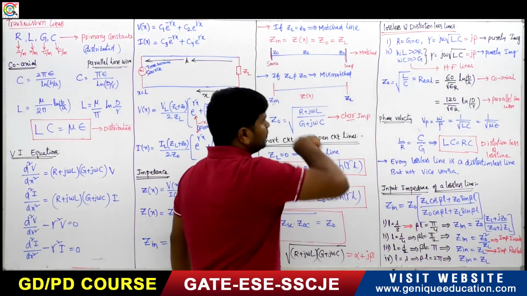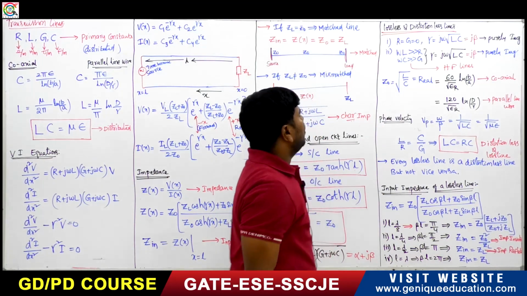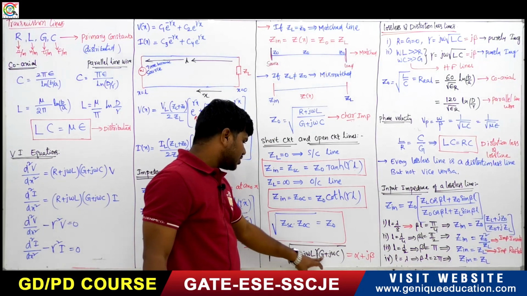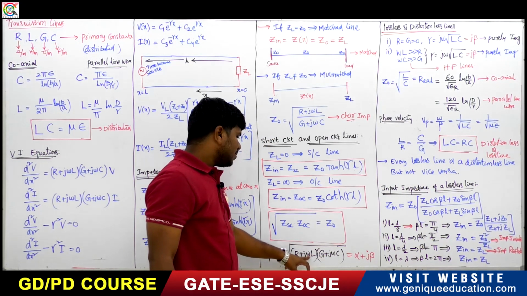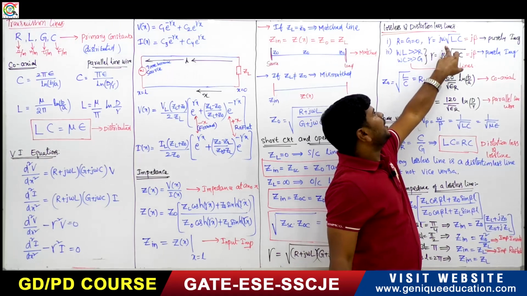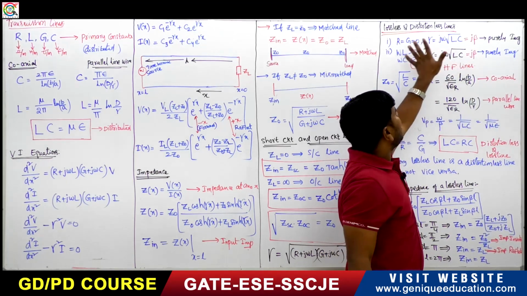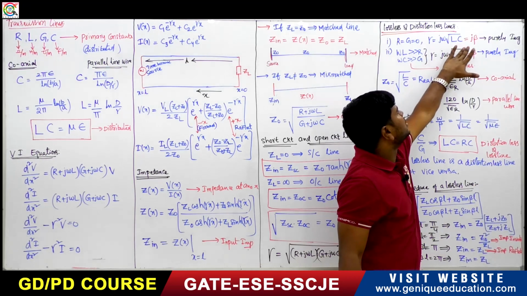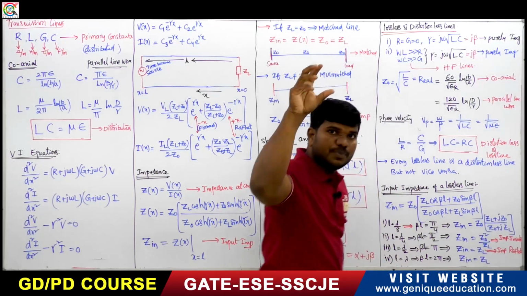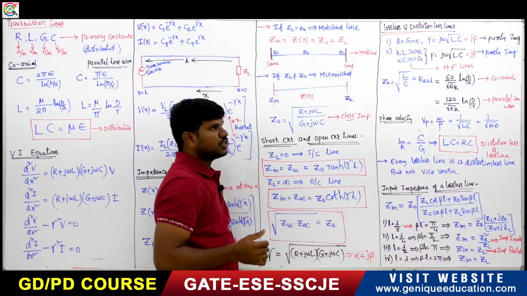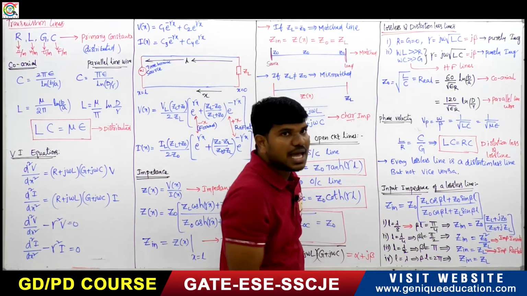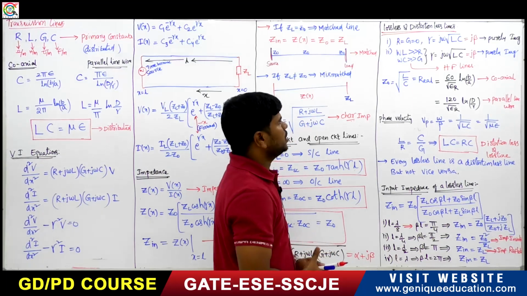Now, first case: if you take R equals G equals 0, then you will get root over jωL into jωC. The jω will come out. So gamma equals jω root LC. If you observe this, if R equals G equals 0, we are getting gamma as purely imaginary, and this equals jβ. This is called the lossless line because alpha equals 0, right?